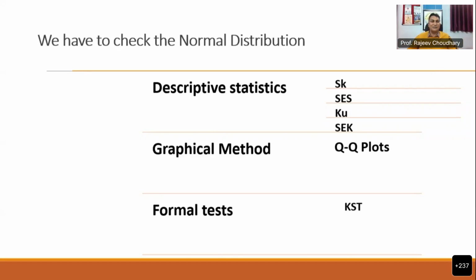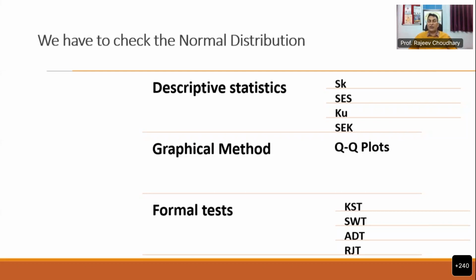First one is KST, the Kolmogorov-Smirnov test. Second one is SWT, the Shapiro-Wilk test. Third one is ADT, the Anderson-Darling test. Fourth one is RJT, the Ryan-Joiner test. Again, I repeat: Kolmogorov-Smirnov test, Shapiro-Wilk test, Anderson-Darling test, and Ryan-Joiner test. But we require only one test out of these four to test normality.